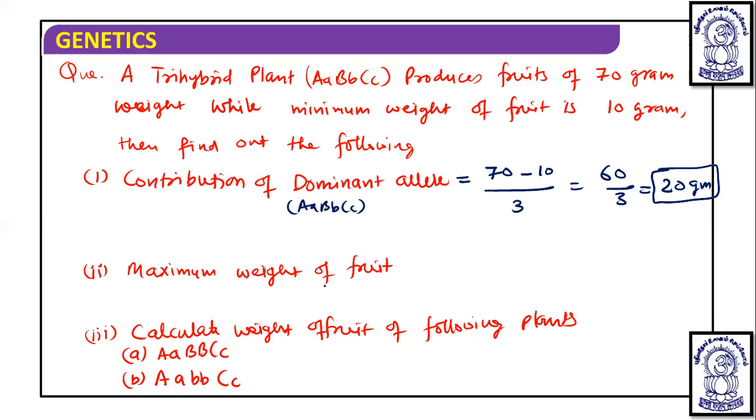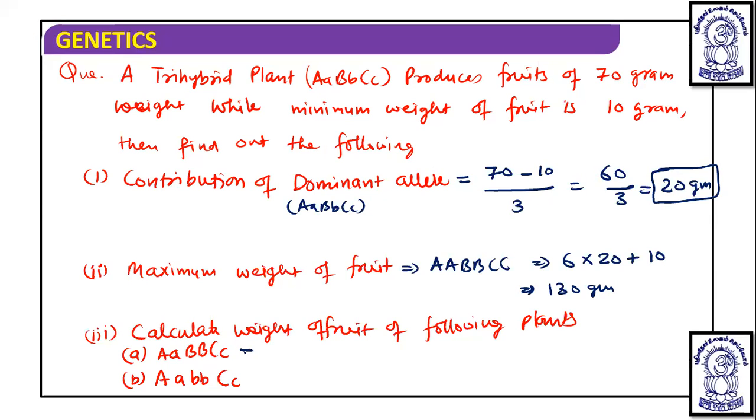So if you want to identify the maximum weight of fruit, then the genotype is going to be capital A, capital A, capital B, capital B, capital C, capital C. So here how many? 6 are dominant. So if we multiply 6 with 20 gram plus minimum weight 10, this is going to be 130 gram. That is the maximum weight of the fruit, because minimum weight is 10 and above that each dominant contributes 20 gram.